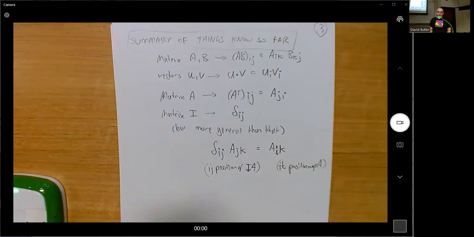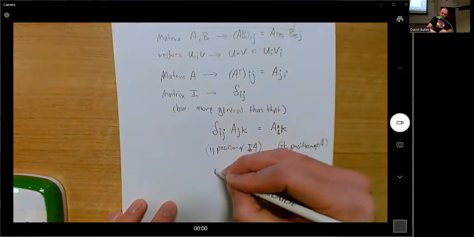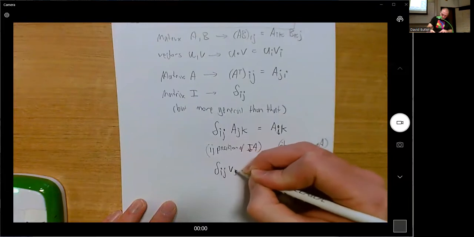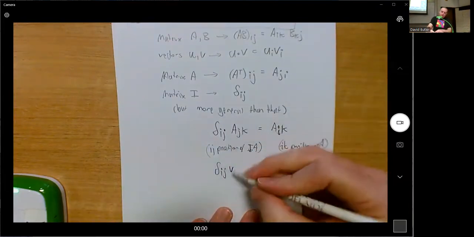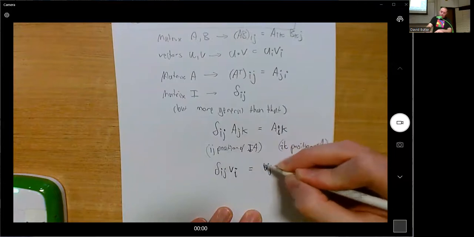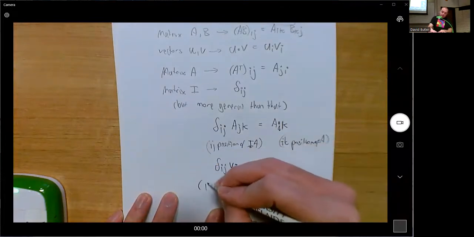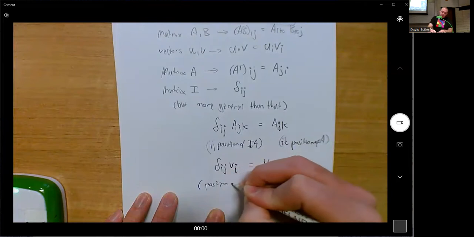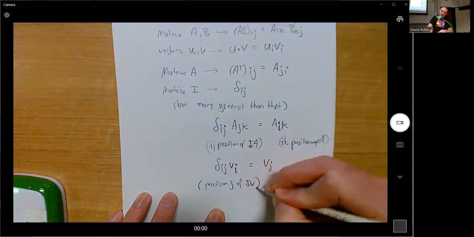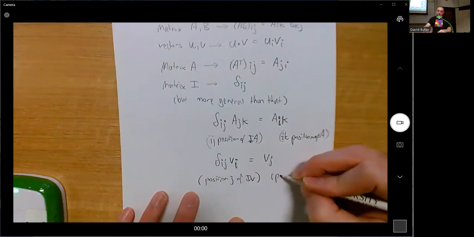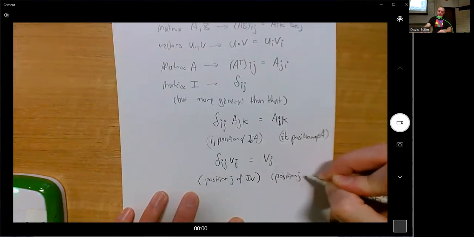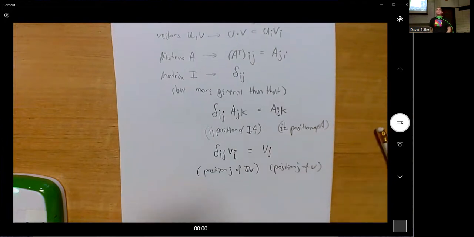And so what the delta does is it replaces this j with an i. And we also have delta_ij v_i. This is position j of I times v, which is position j of the vector v, because vectors are columns, right?